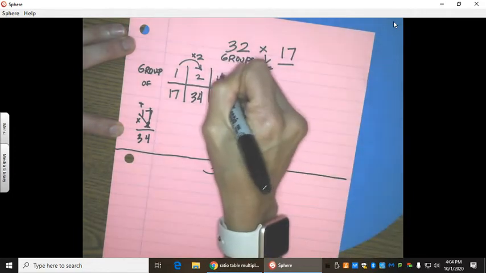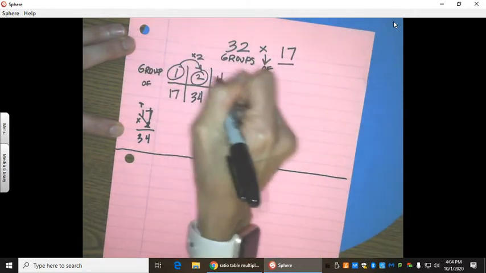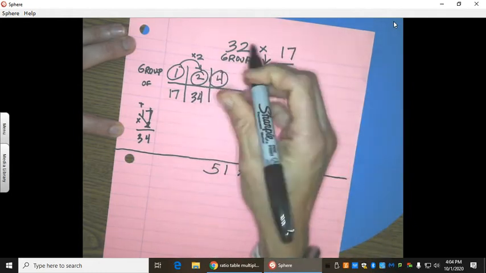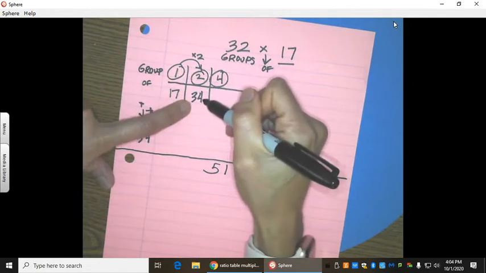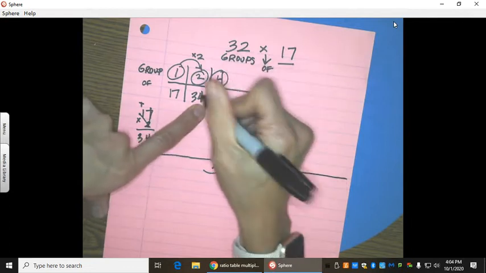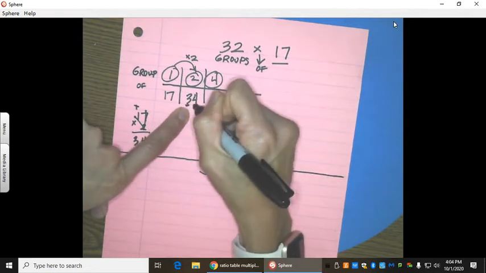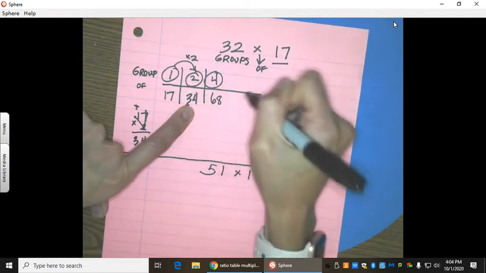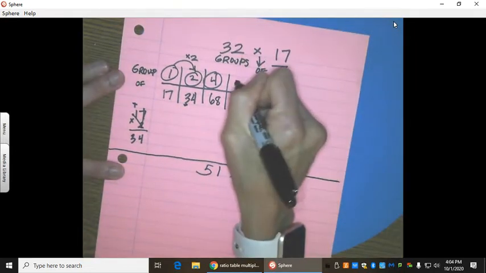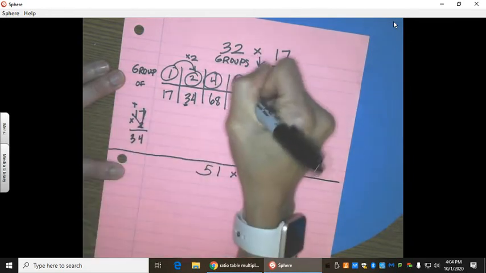Okay, now we know to start with the core 4: 1, 2, 4. So let's see, if 2 groups is 34, I'm going to do this one mentally. That means 4 groups would be, I'm going to double the 30 and get 60, and double the 4 and get 8. 68. Okay, and then 10 groups. So 1, 2, 4, and 10.